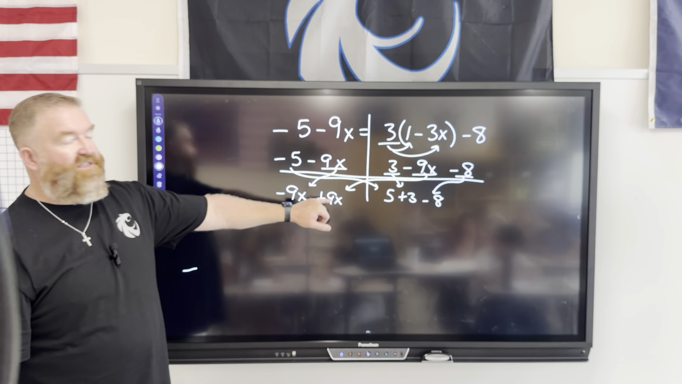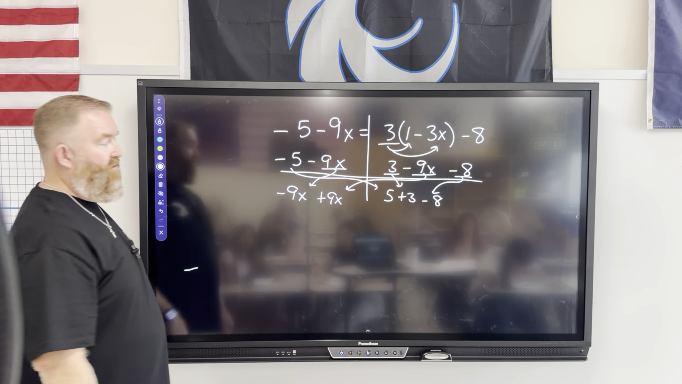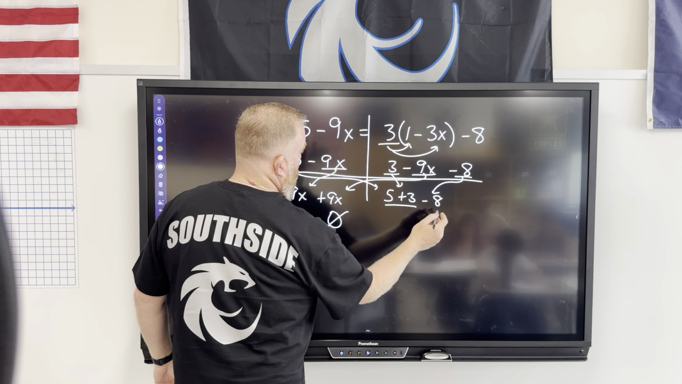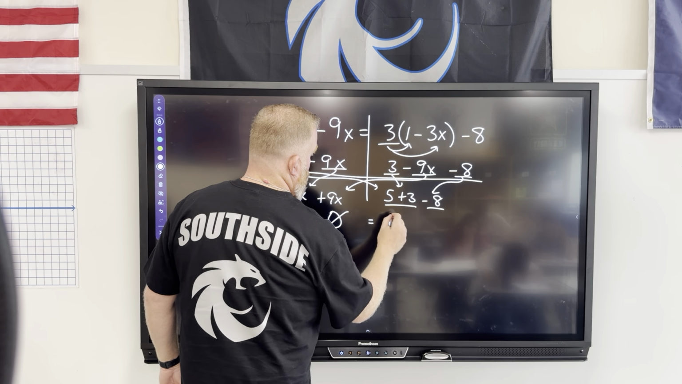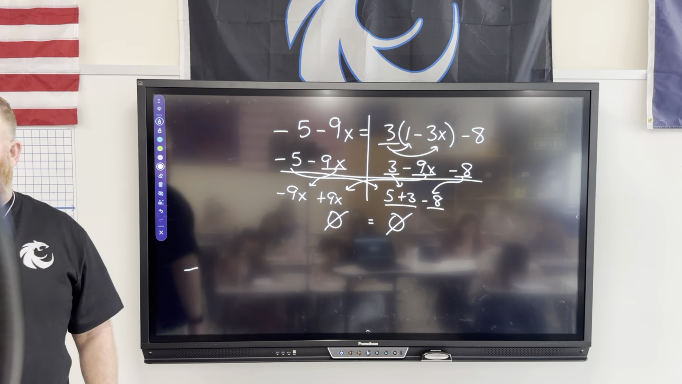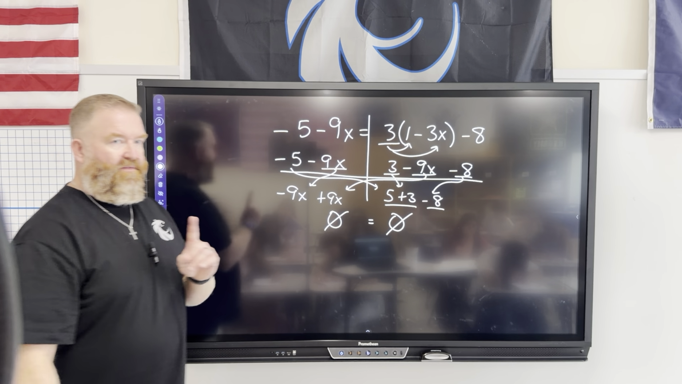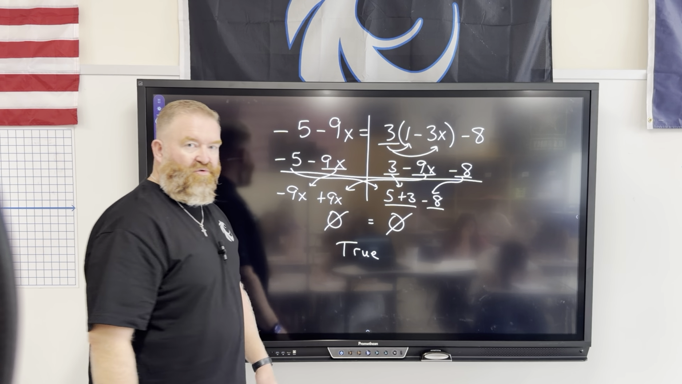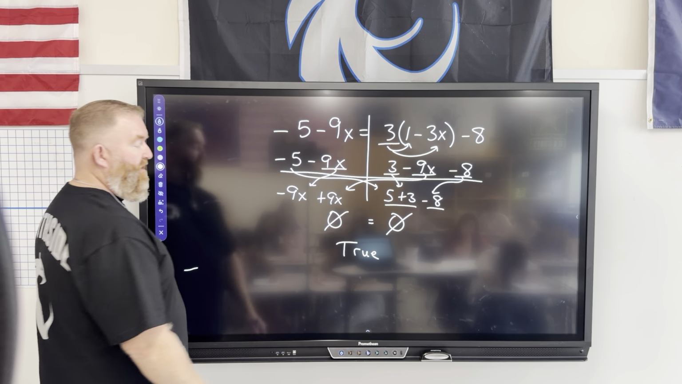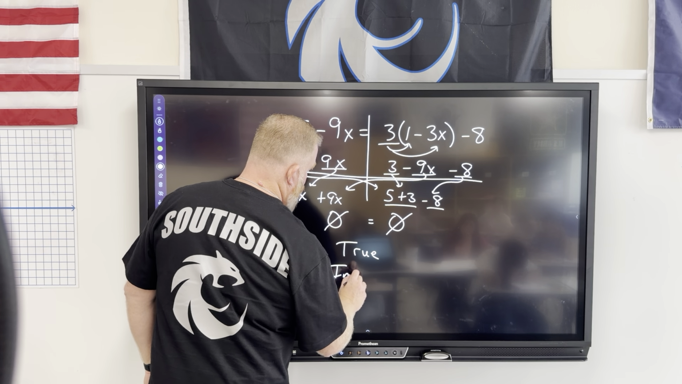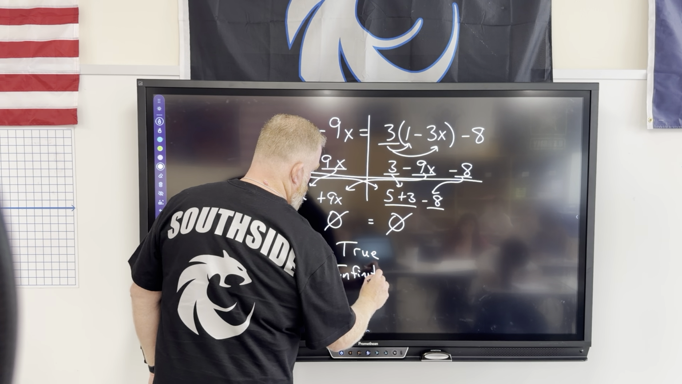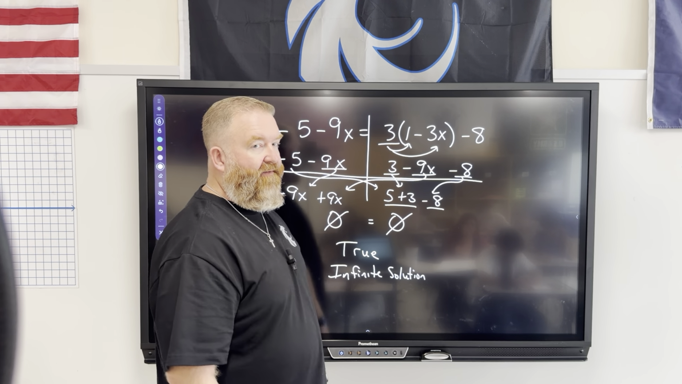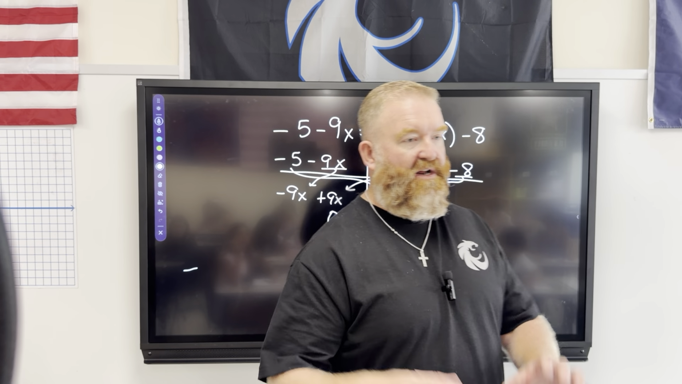Here we go. What's -9 and a +9? 0. So that canceled, didn't it? What is 5 plus 3? 8 minus 8. 0. Does 0 equal 0? Yes. Is that true or false? That is true. So here we go. If you get a true statement, this is what it means. Your answer is infinite. You have an infinite solution. What does infinite mean? Never ending. Infinite goes on forever.